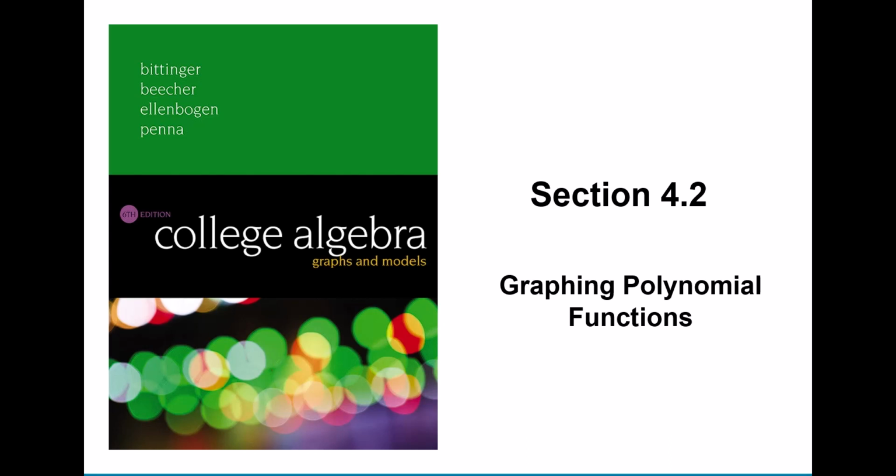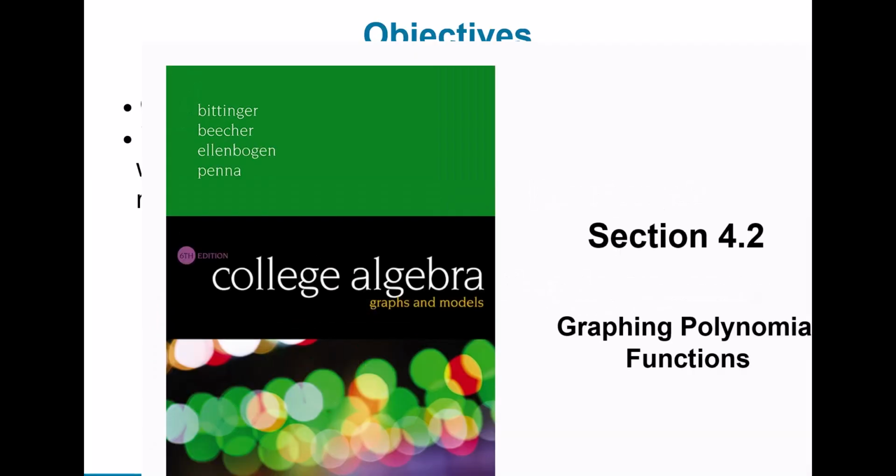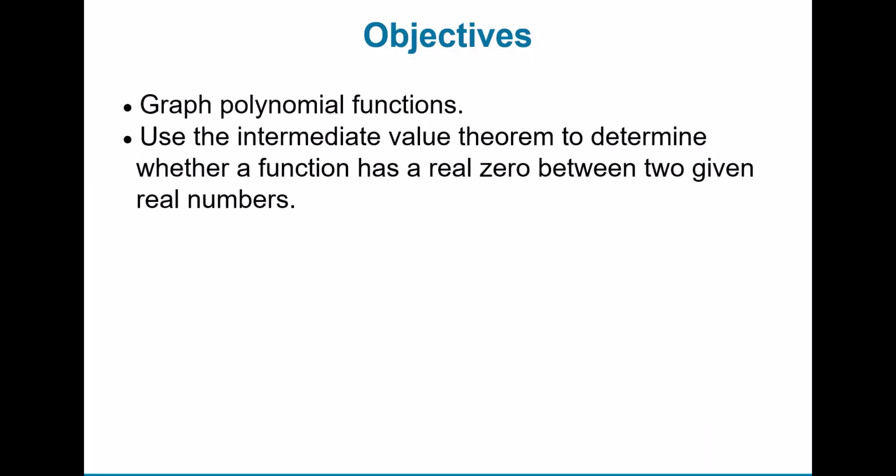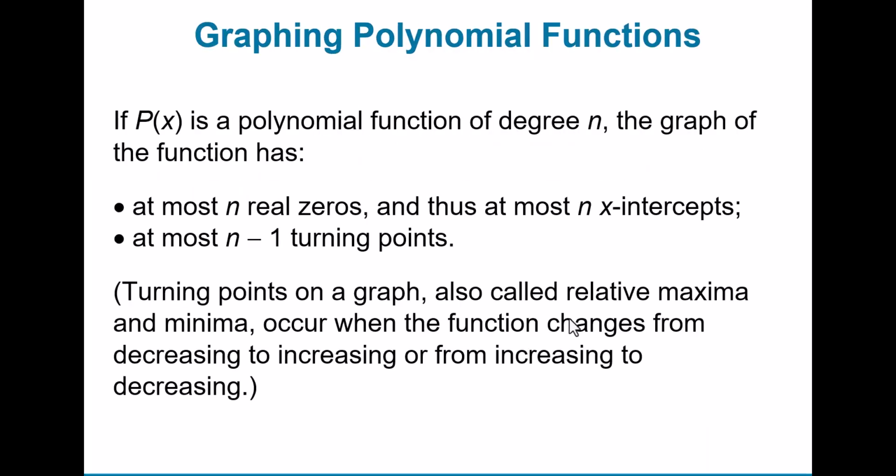Okay, we just talked about polynomials, and now we're going to add a little bit more about graphing and then talk about the intermediate value theorem. So if p of x is a polynomial function, so we've already figured out what polynomials look like, the graph of the function has at most n. Remember what n is: the degree, the highest power, the highest exponent.